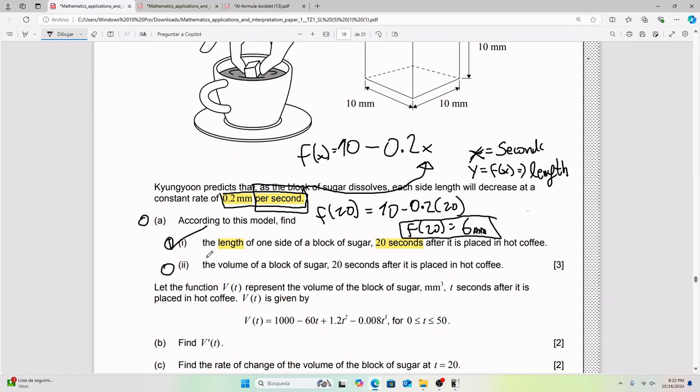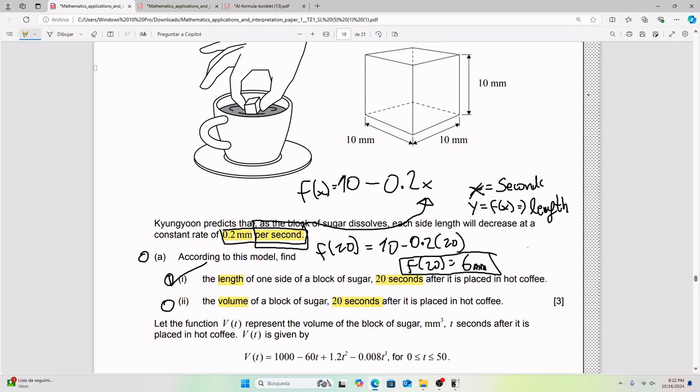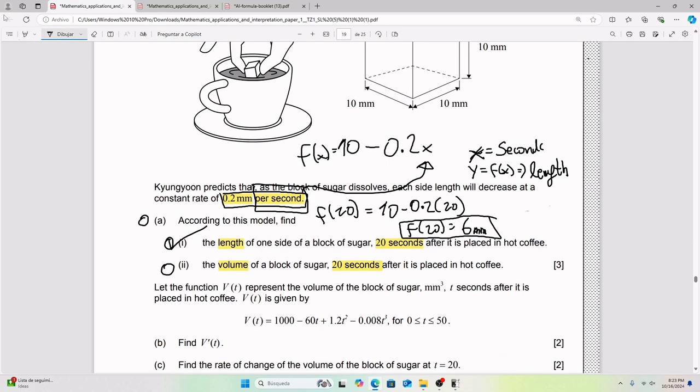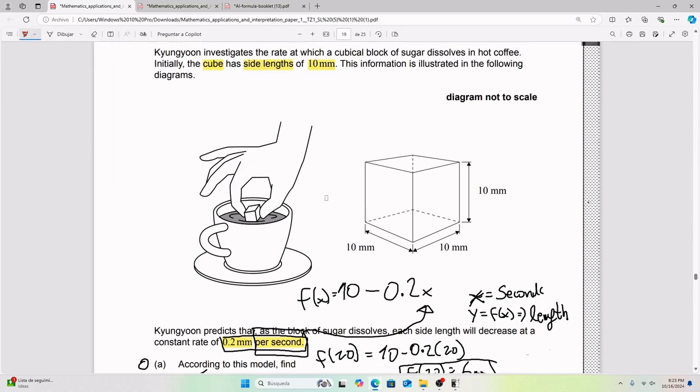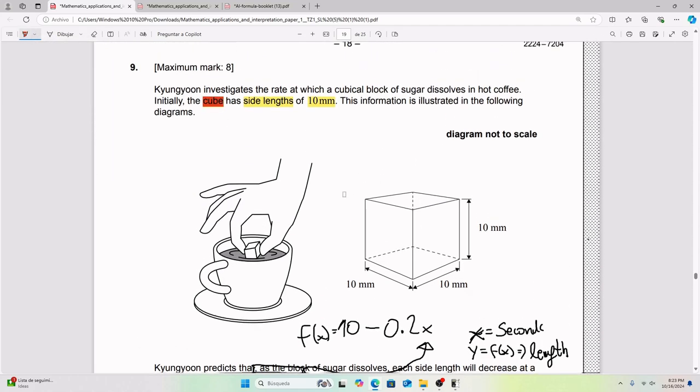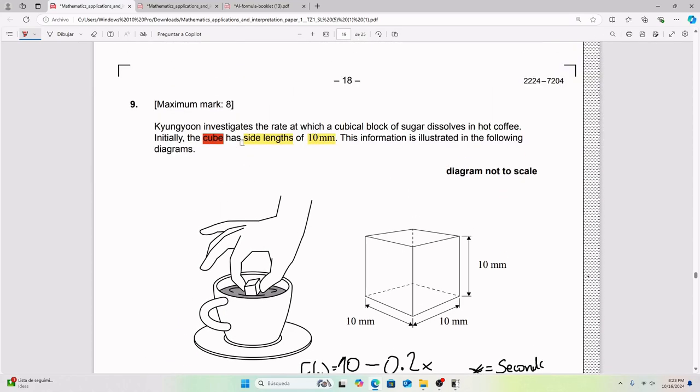For part a-ii, we need to find the volume. So this is a little bit different. The volume of a block of sugar 20 seconds after it is placed in hot coffee. So what the heck is the volume of a block of sugar? Well, the first thing we need to immediately say out loud is that a block of sugar is the same as a cube. Okay, it's the same idea. Block of sugar, cube of sugar.